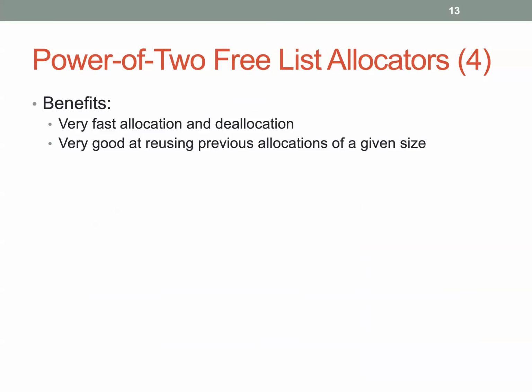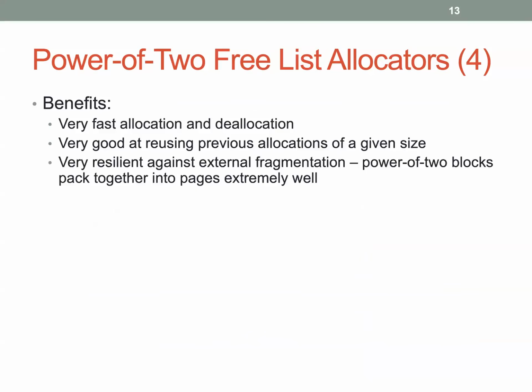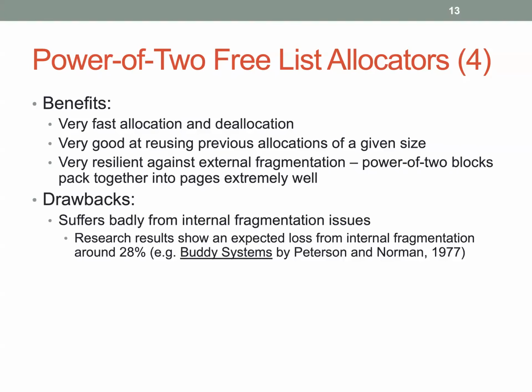Remember that allocate, free, reallocate pattern. It's resilient against external fragmentation, because power of two size blocks pack easily, so we like that. But we do have big issues with internal fragmentation, because most of the time we can't use the whole power of two size block. If we're going to get all these benefits, we have to devote some of it to bookkeeping. And so you can see here that in one study, 28% of the memory was lost to these kinds of bookkeeping and sizing issues.